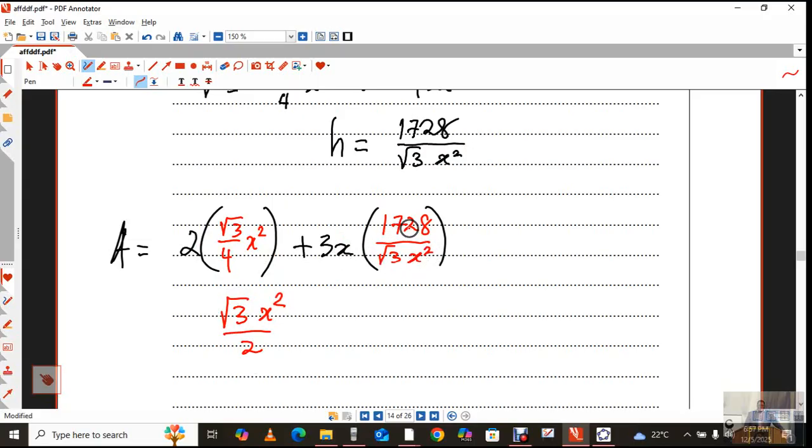3 times 1728, that is going to be 5,184 over root 3 remains there. Root 3, but then again, this is x squared, that's x, so it's going to be root 3x. This is A. Are we close to what it is that we needed to prove?